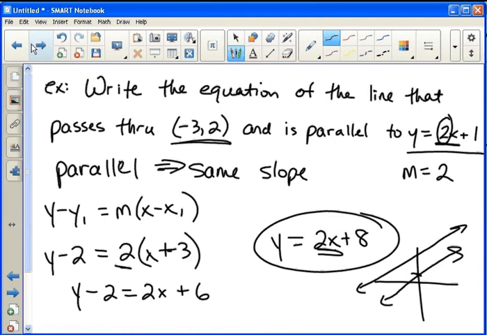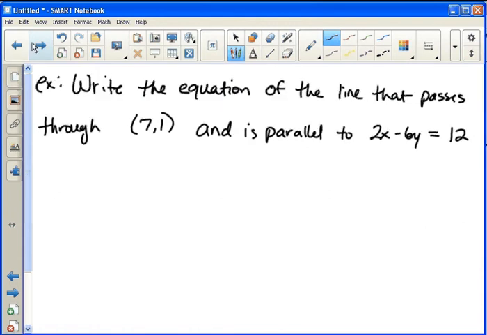Okay, this last example is similar to what we just did, just a little extra work we have to do. It says write the equation of the line that passes through 7, 1 and is parallel to 2x minus 6y equals 12. So same idea, we need a point and a slope. We have the point, it's 7, 1. We need to find the slope. Okay, well we know parallel means that it has the same slope as this equation, but it's not immediately clear what the slope of that equation is because it's not in slope-intercept form. So that's what we need to do, is put it in slope-intercept form.